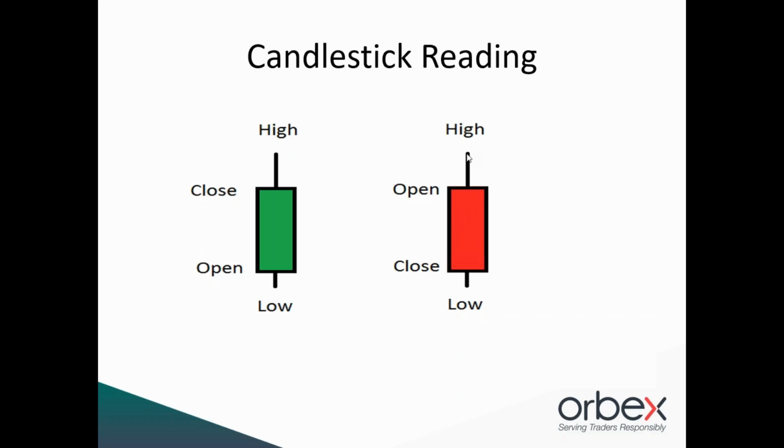Sellers then stepped in and drove price all the way back down. We traded all the way down to this point here, the low of the candle, the low of the wick, before buyers stepped in again and drove price back up a little bit, and we closed at this point here, at the low end of the shaded part of the body. So it's very, very simple, okay? With green candles, price closes above the open. With red candles, price closes below the open.